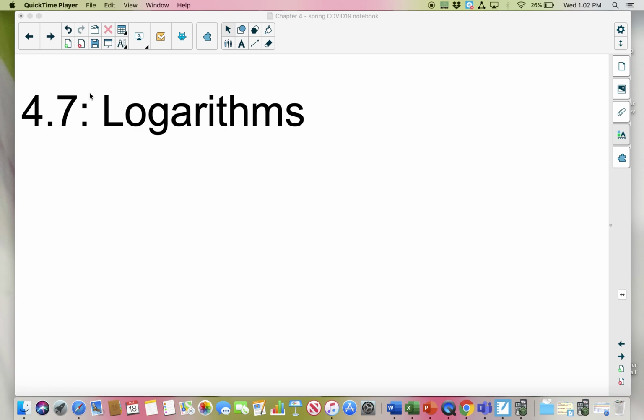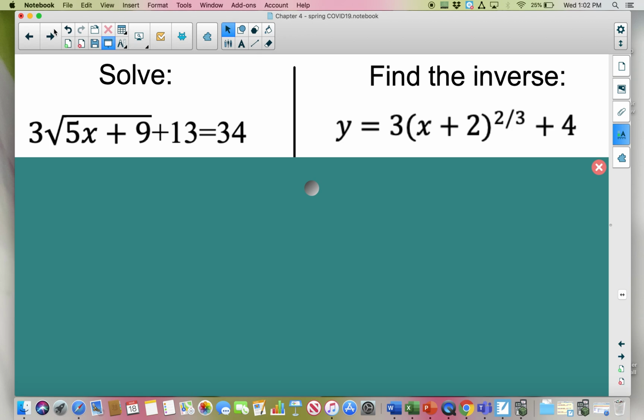Welcome. Section 4.7 is on logarithms, and I would guess this is a very new concept for most of you, if not all of you. So, how cool is that? So, what is a logarithm?